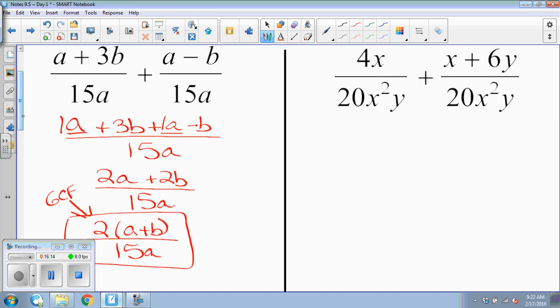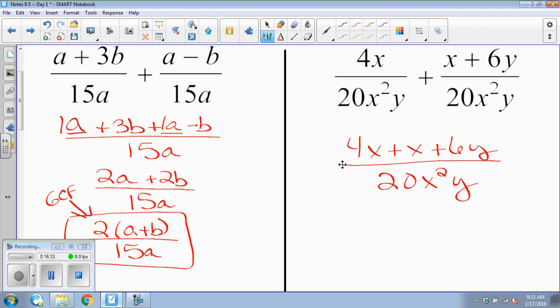Your turn. Okay, my denominators are the same, so I know it's going to be over 20x squared y, right? That's my denominator, my common denominator. Common means they both have the same thing. And so I just combine my tops, 4x plus x plus 6y over that. So I just need to simplify that numerator. So 4x plus x is 5x plus 6y over my denominator, 20x squared y.